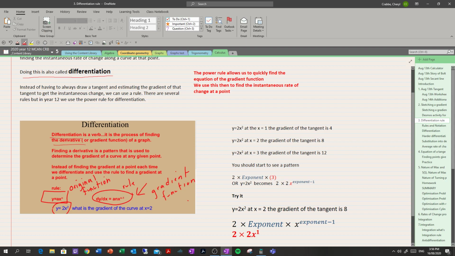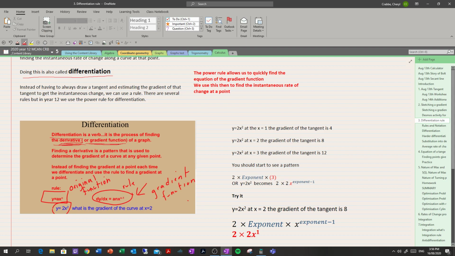So just the vocabulary around this: differentiation is a verb. It is the process of finding the derivative. And another word for the derivative is the gradient function of a graph. When you're finding the gradient of a tangent on a curve, you're basically finding the gradient function. What is the gradient at that particular point? It means what is the instantaneous rate of change.